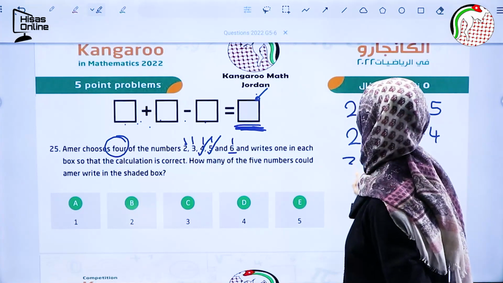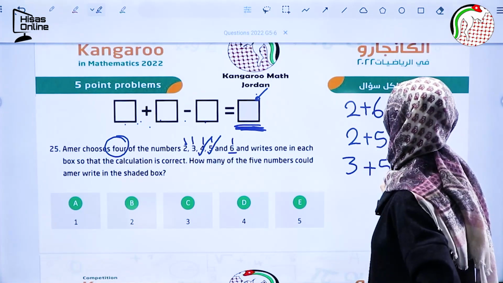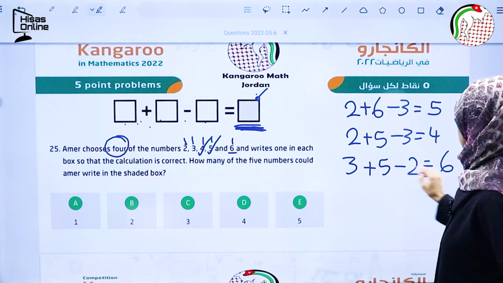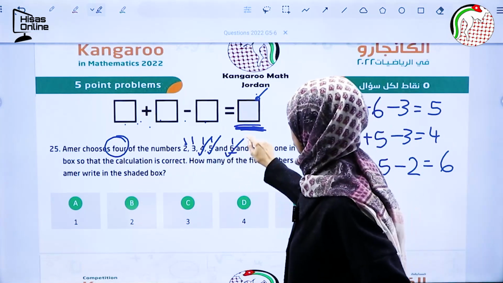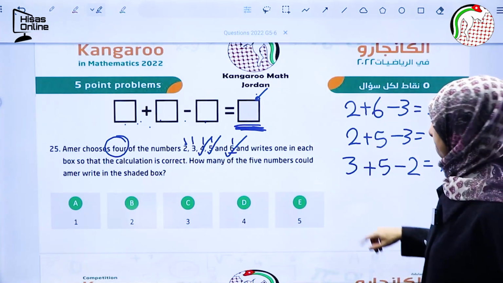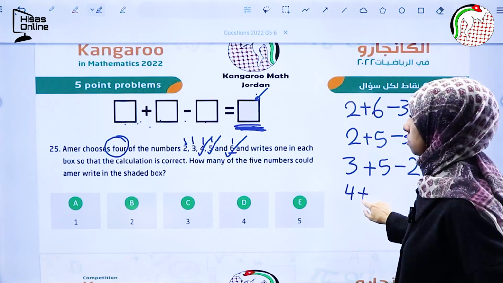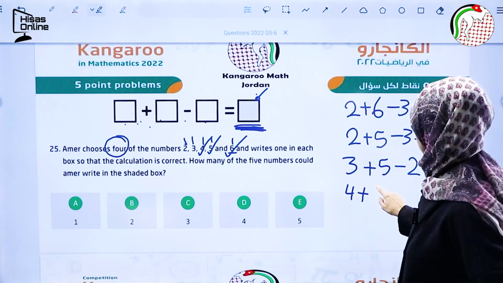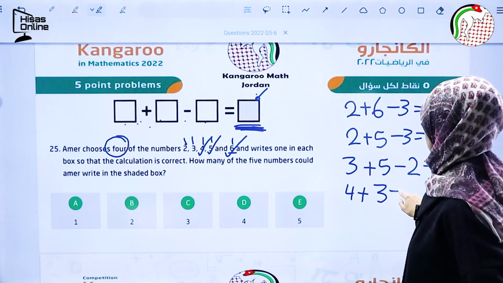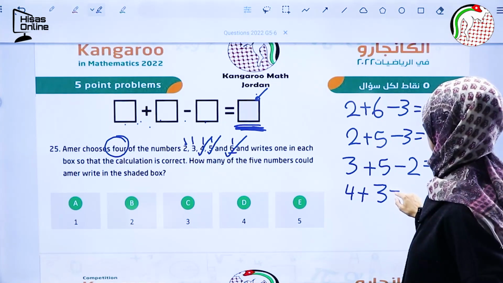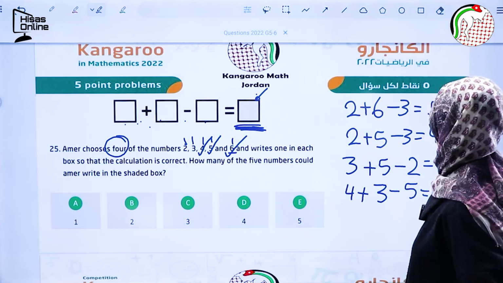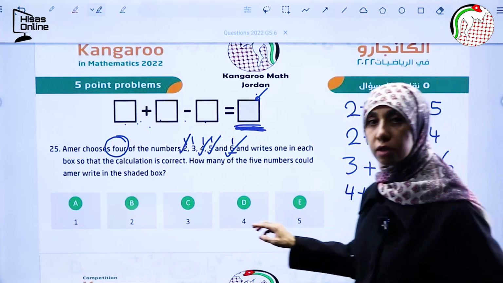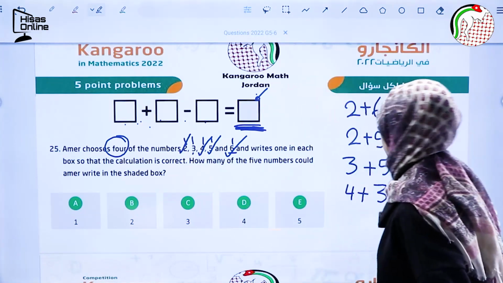Let's see. 3 plus 5 minus 2. This is 8 minus 2, that makes 6. So 6 also appeared. Now 4 plus, for example, 4 plus, let's try 3. That makes 7. 7 minus 5, 2. So also 2 appeared. Let's try to find another combination if we can have 3.